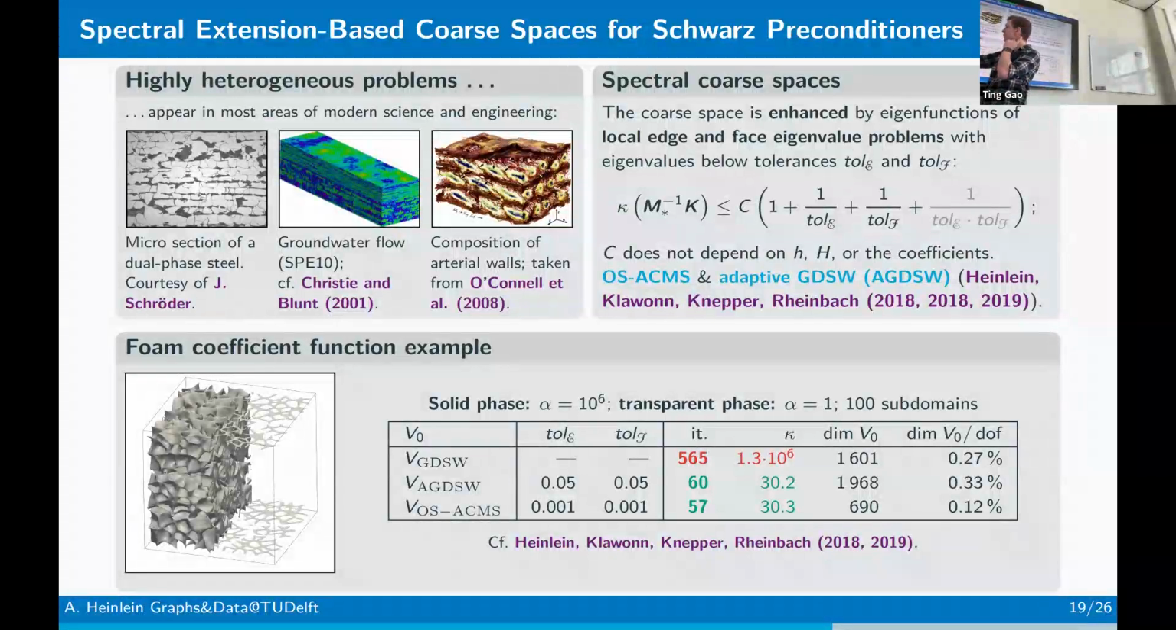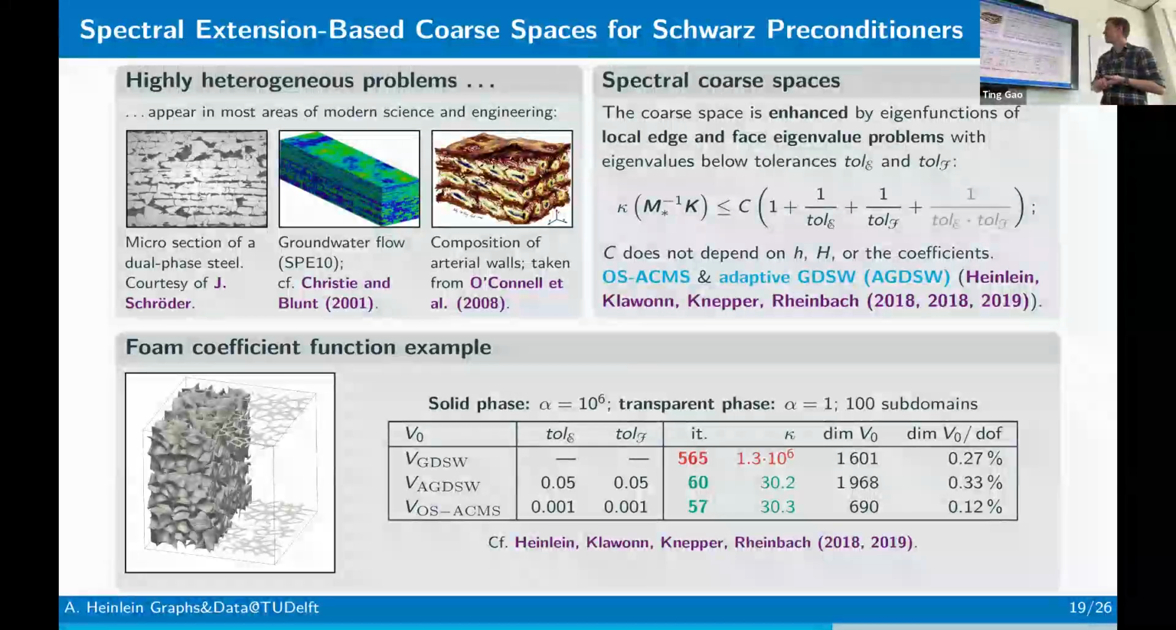So it's a cube where you have a foam type microstructure. And here the solid phase has a high diffusivity in this case, and this transparent phase has a very low diffusivity. If you solve this with the standard method, this problem is very ill-conditioned and the iteration count is huge. And this is a medium-sized problem, so 100 subdomains. If you take more subdomains, it will get worse.